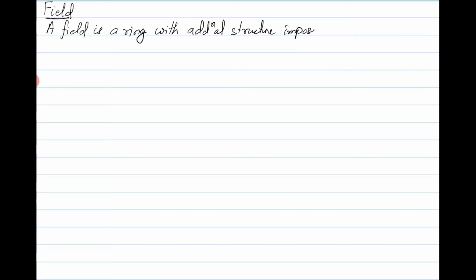In this lecture, we will discuss something known as a field. A field is a ring with some additional structure imposed on it. Okay. So we'll see what those additional structures are.